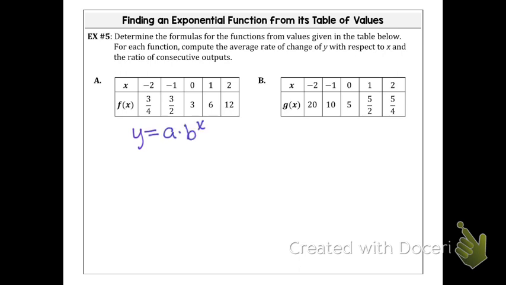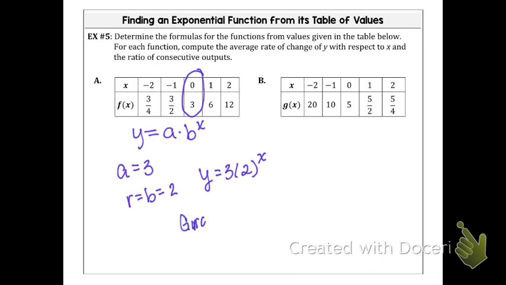So we want to look where our x is 0. That's going to be our initial value. So we know that our a is 3. We can see that r, which is going to be our base, is doubling each time, so it's going to be 2. So we get y equals 3 times 2 to the x. And because we can see that our numbers are getting bigger, this is going to represent exponential growth.